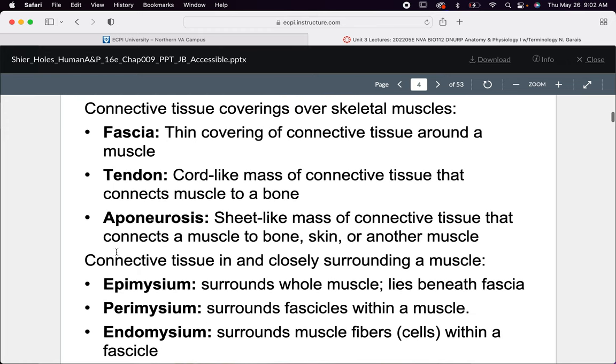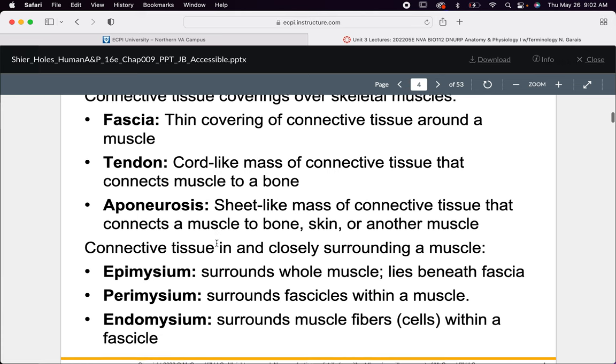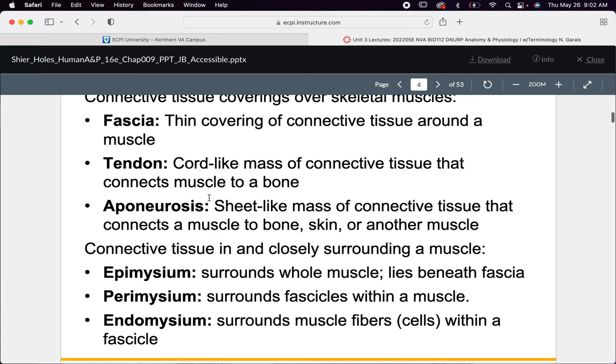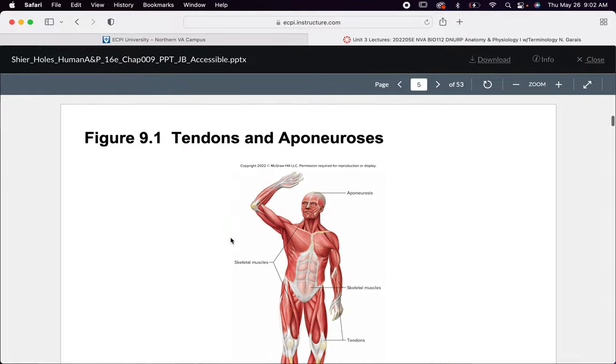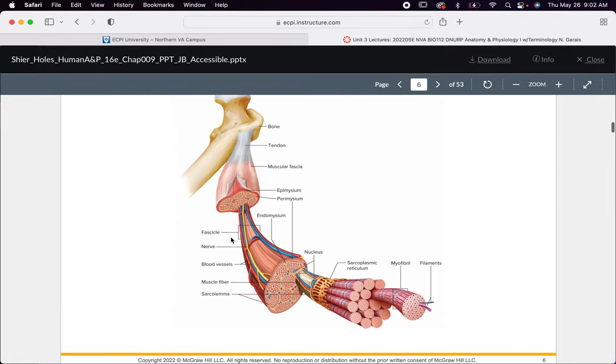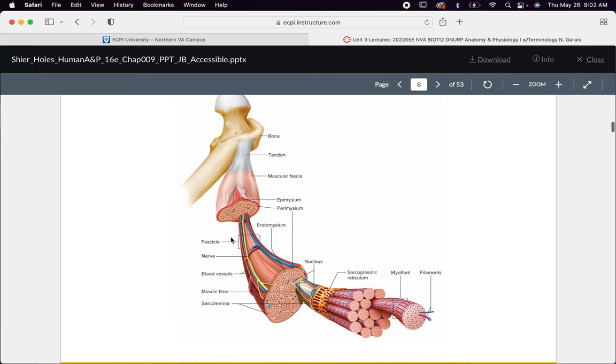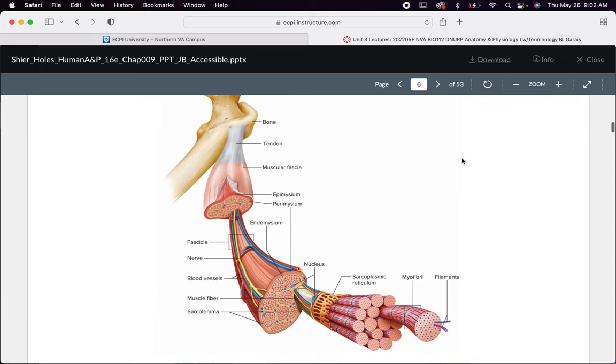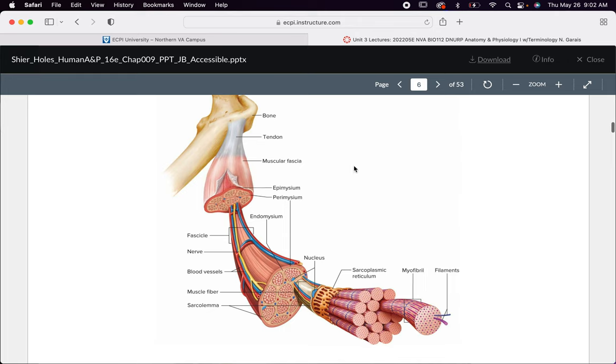So you need to know these terms. Best way to know these terms: fascia, tendon, aponeurosis, epimysium, perimysium, and endomysium. We can look at this picture. We'll zoom a little bit. So when we're looking at this, of course, this is my tendon. It's connecting this whole muscle to bone.